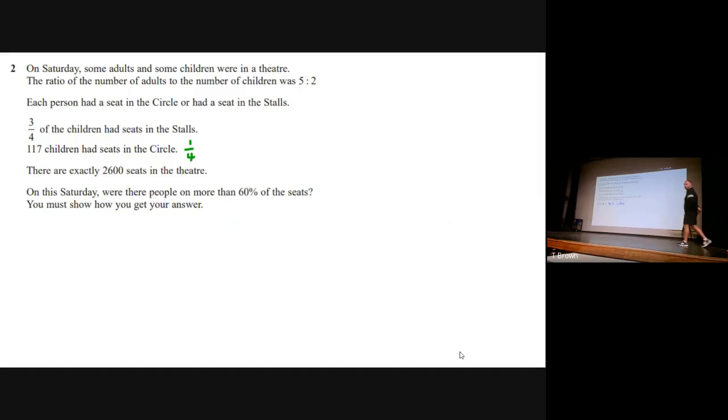So then, because we've got our calculator, we can work out how many children are in the theatre. So 468 children are in the theatre. If you've got that right, you've done really well.